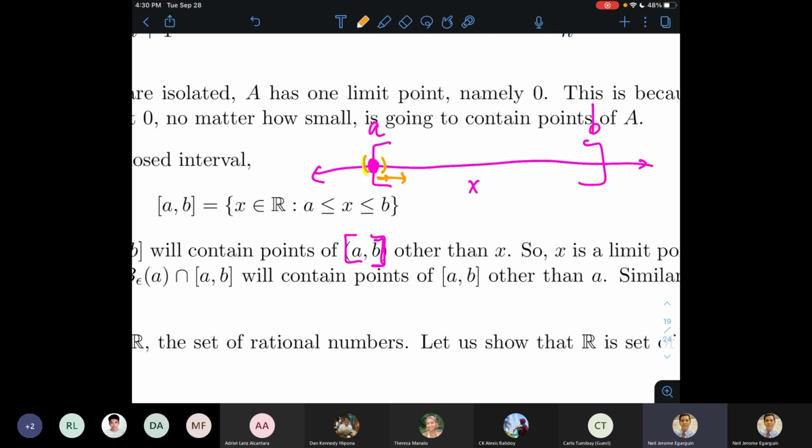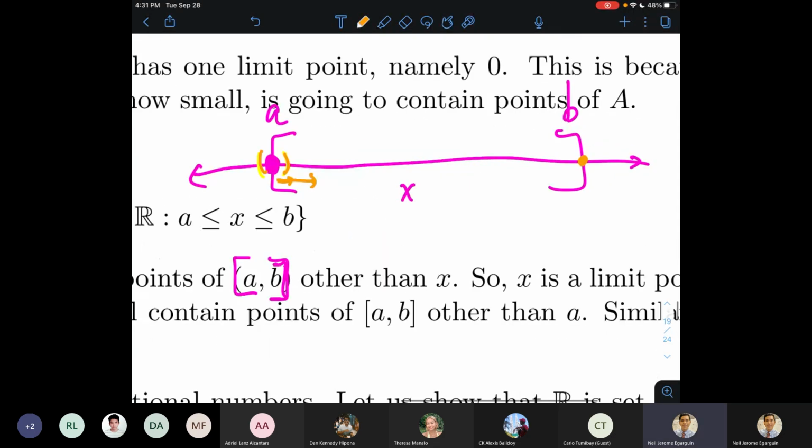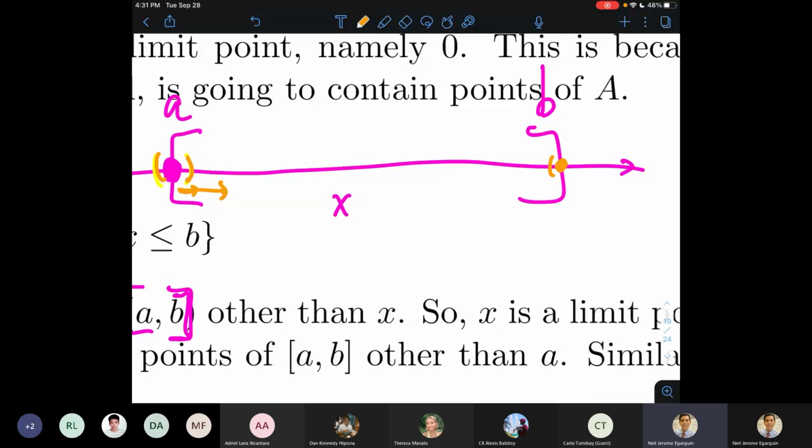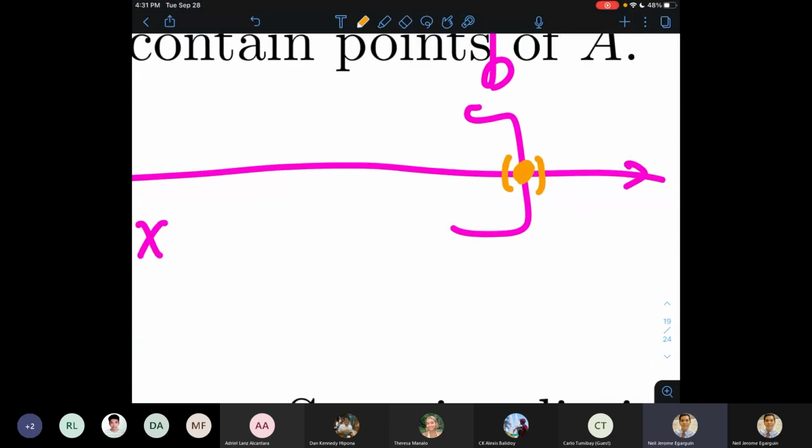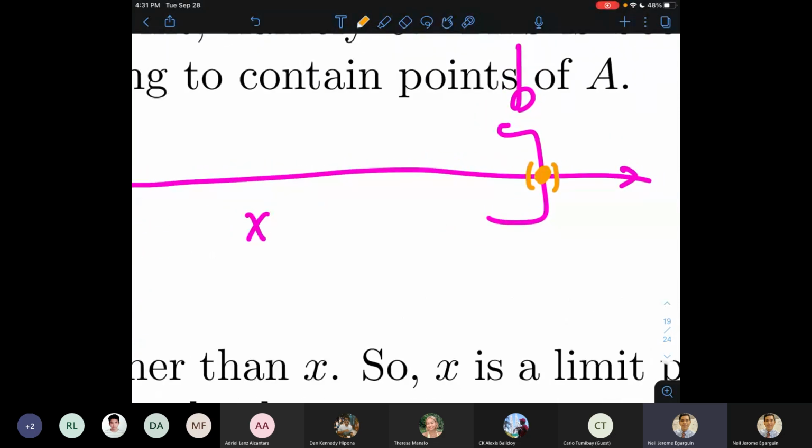So you see that any epsilon neighborhood around little a has elements of the closed interval AB aside from A itself, right? So you can get elements of A that are very, very close to A coming from the right. And the same thing will happen if you look at the element B. So kay B rin, kapag kumuha ka ng napakaliit na epsilon neighborhood around B, lagi pa rin magko-contain siya ng mga elements ng closed interval AB.